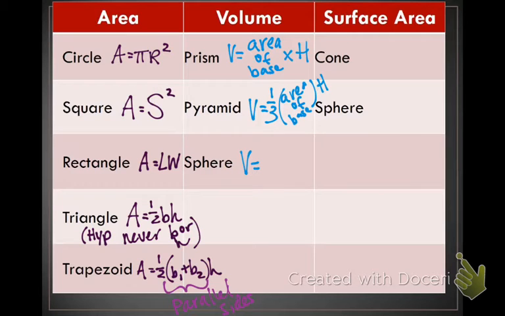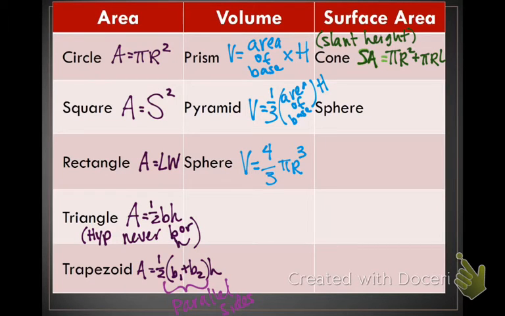Sphere, last one. This is the only one that is completely new to you today. 4/3 pi r cubed. And then our last, surface area of a cone: SA equals pi r squared plus pi r L, not H. You want to make sure it's not the height, it's always the slant height. Whereas the volume of a cone has the real height.